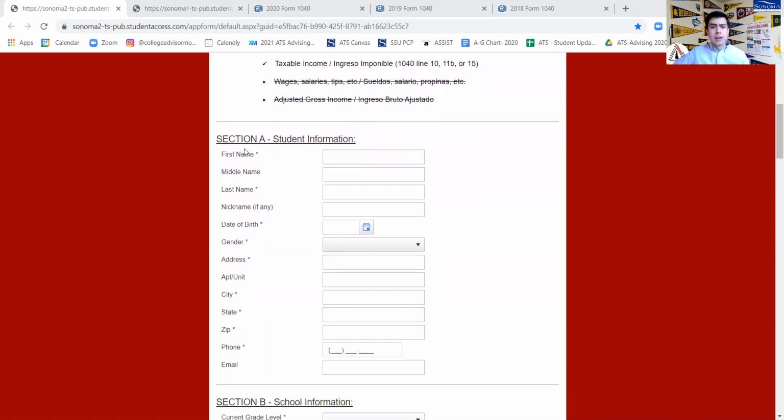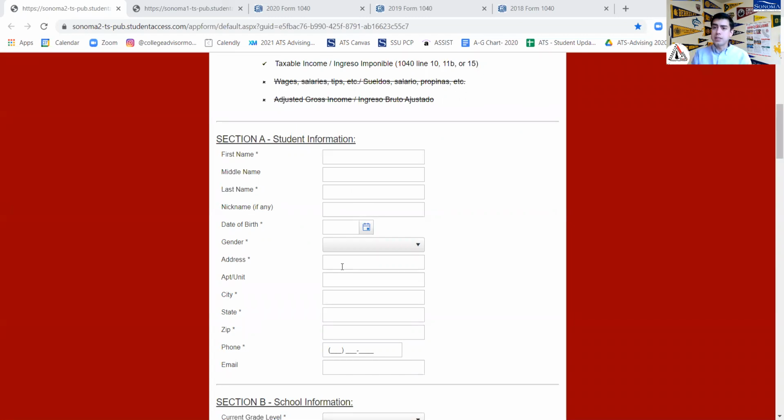So for the first part, it's the student information. You're going to have the basic information, their name. This is their legal name. And then if there are any nicknames that they may go by, date of birth, gender, address, phone number and email. The address is very important because this is the main address that we're going to be sending the notification to the student if they were accepted into the program. So make sure it is the address where you will be receiving mail. And then the phone number is going to be the primary phone number for contact.